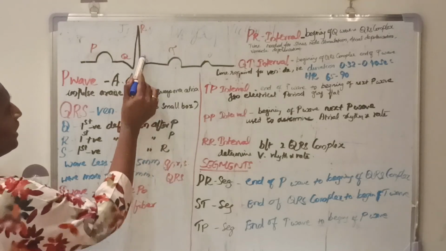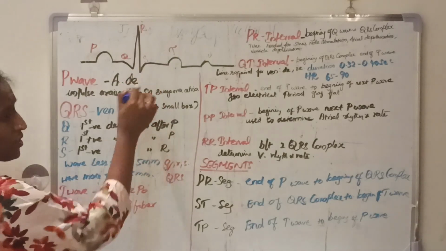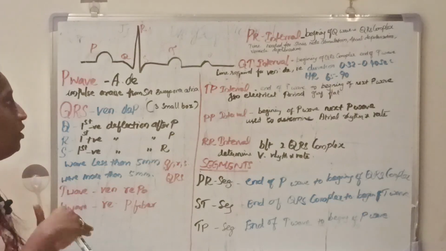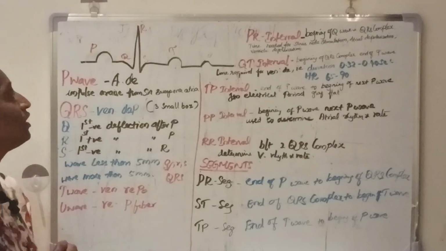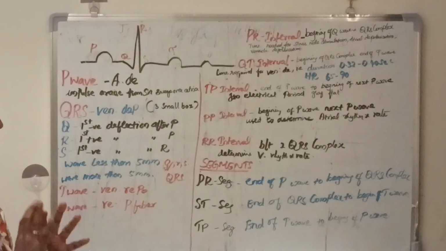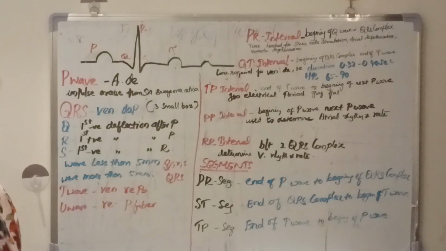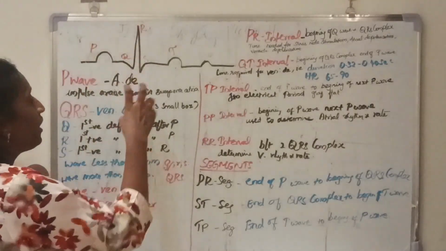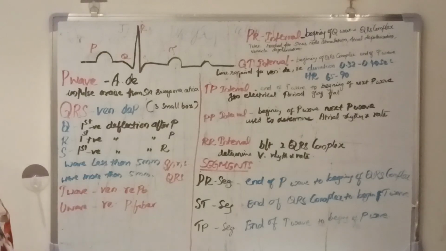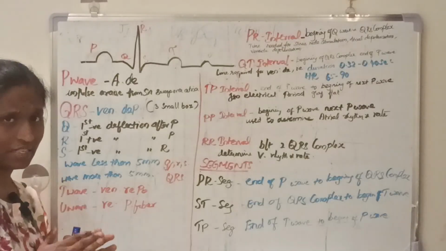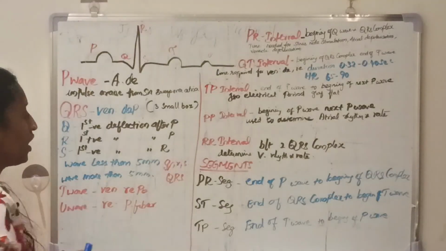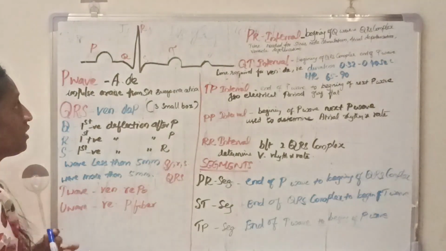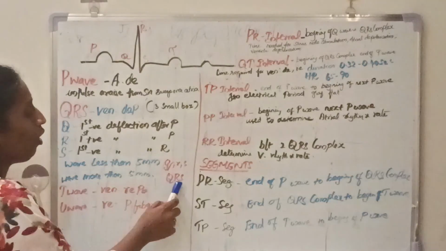The next again is the S wave. If you see the S wave, it goes toward the bottom. So the S wave is the first negative deflection after the R wave. This is what we call a QRS complex. This QRS complex is accommodated in three small boxes. Okay, the next is, if the waveform is less than 5 mm, we represent it with a small letter q, r or s. If it is more than 5 mm, we represent it with a capital letter, Q, R or S.